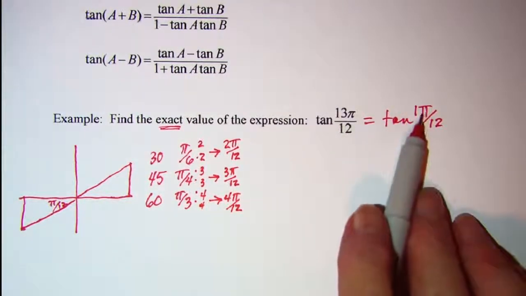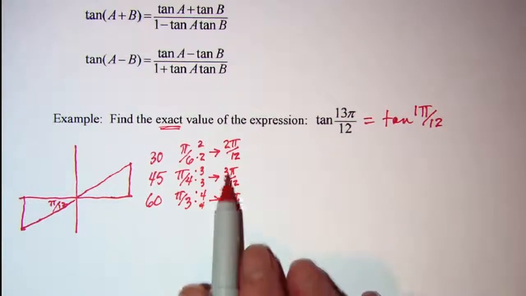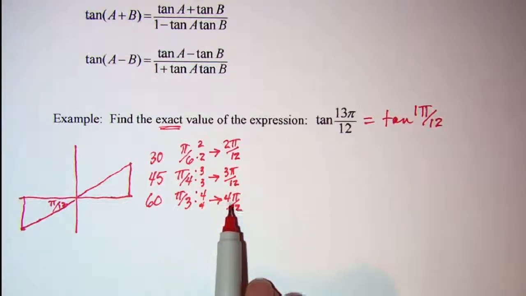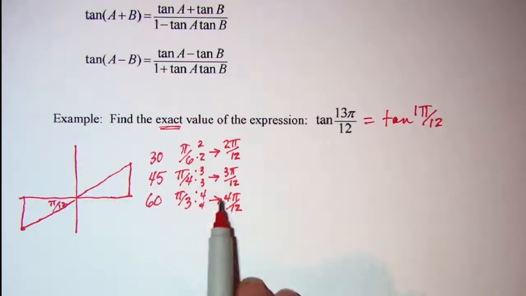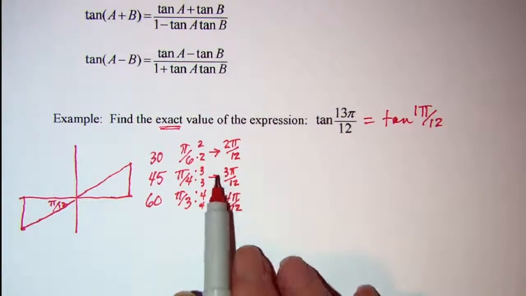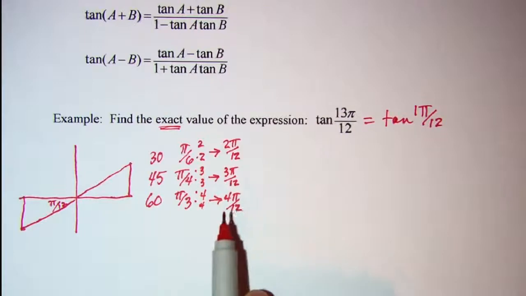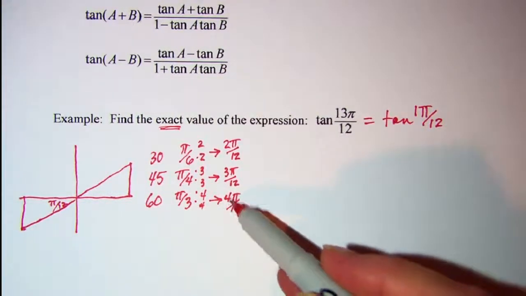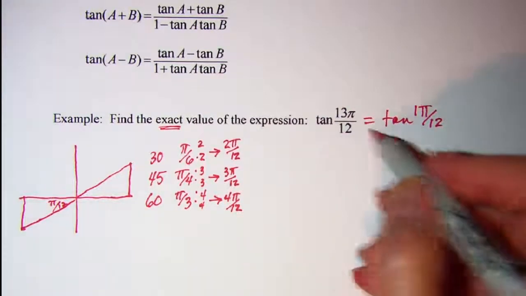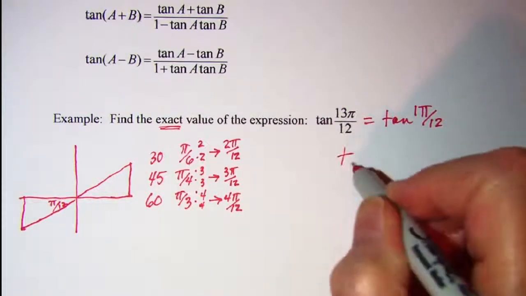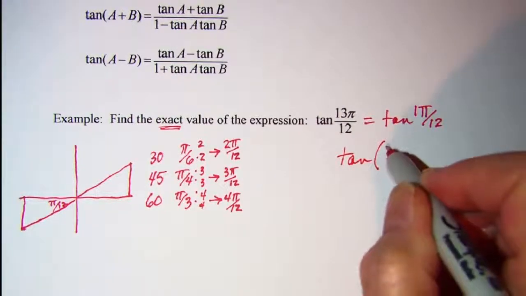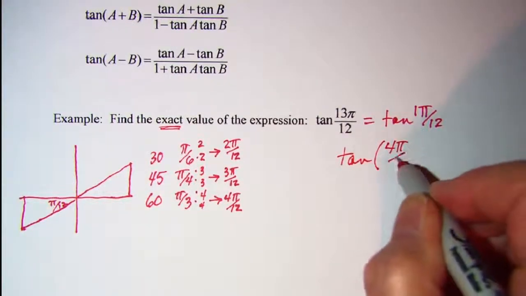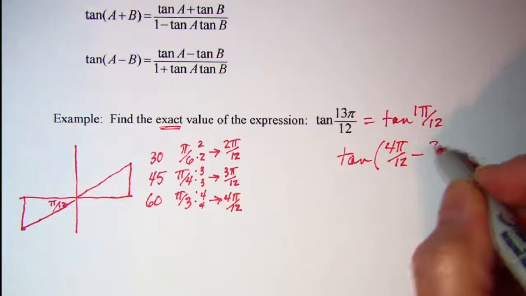So to get 1 pi over 12, looks like I can subtract the 60 and the 45, or the 45 and the 30, it doesn't matter. So let's do 4 pi over 12 minus 3 pi over 12. So this is our 60 and our 45. So we can write this as tangent of 4 pi over 12 minus 3 pi over 12.